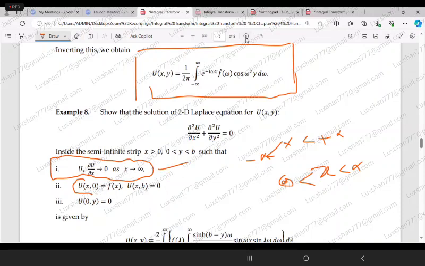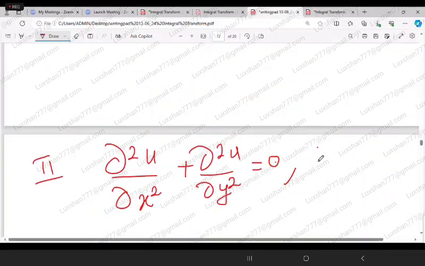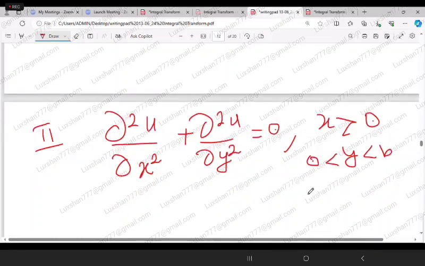Here u(x, 0) is equal to 0. Here look at the y. The range of y is between 0 and b. So we'll write x is greater than 0, y is between 0 and b. Then u(0, y) equals f(y).